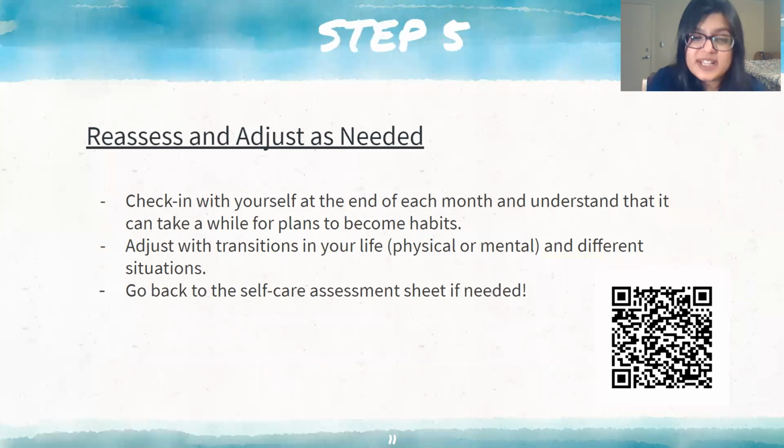Step 5 is reassessing and adjusting as needed. You need to check in with yourself at the end of each month and understand that it can take a while for plans to become habits. It is also a good idea to check in sooner than that. For example, in my reminder sticky note, I have labeled only days 1 to 5, which means after day 5, I want to go back and see if this self-care plan is working.